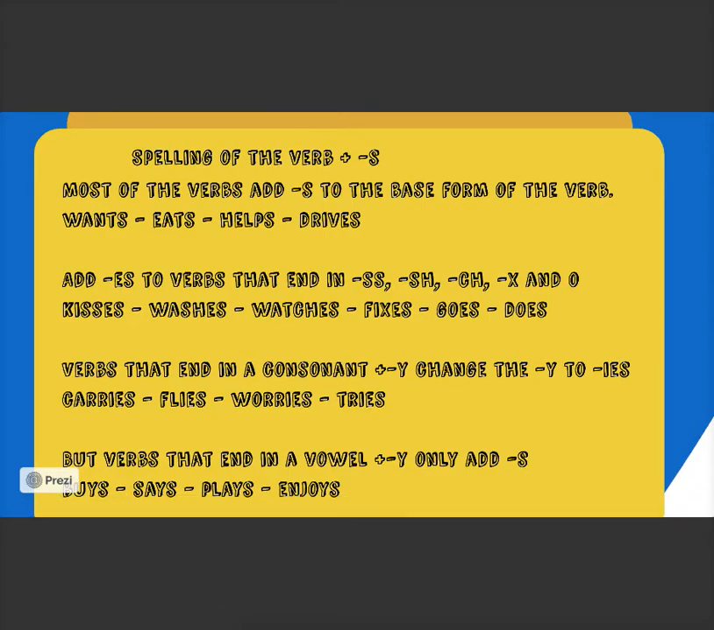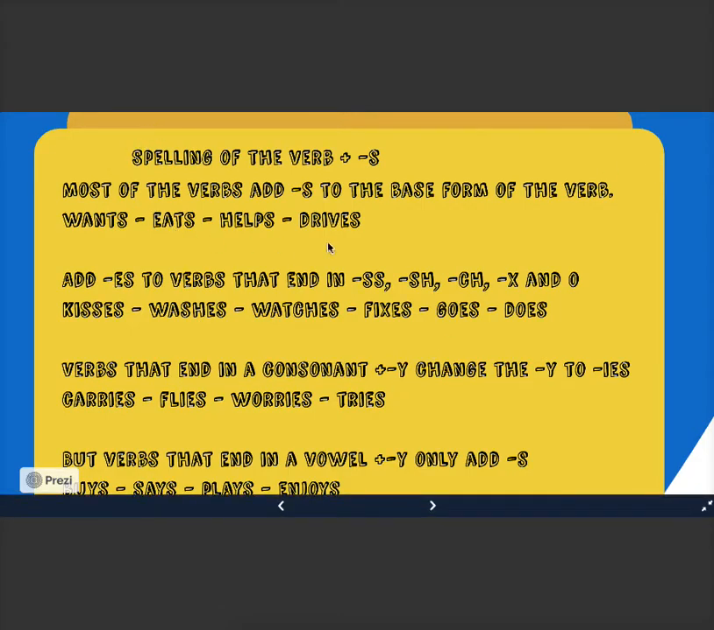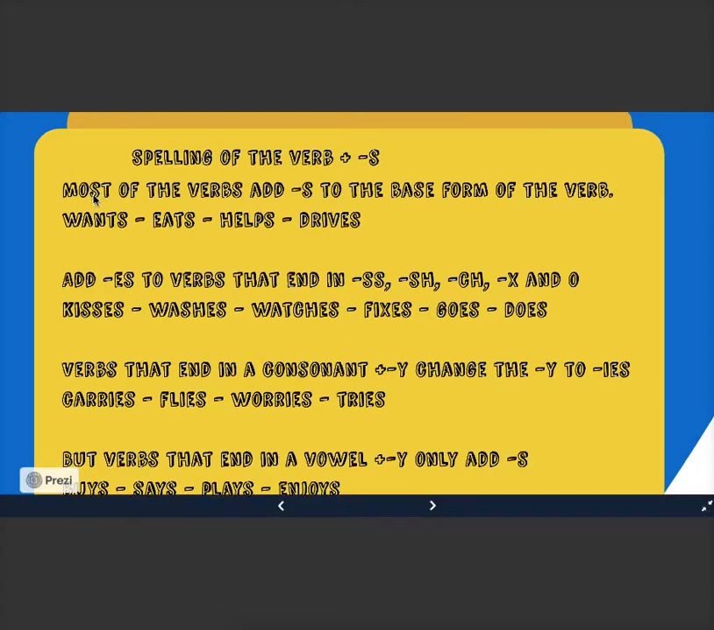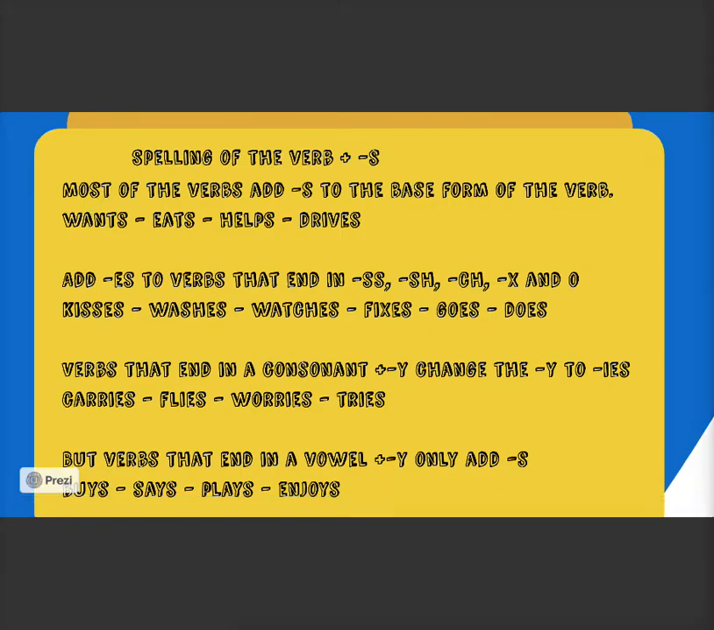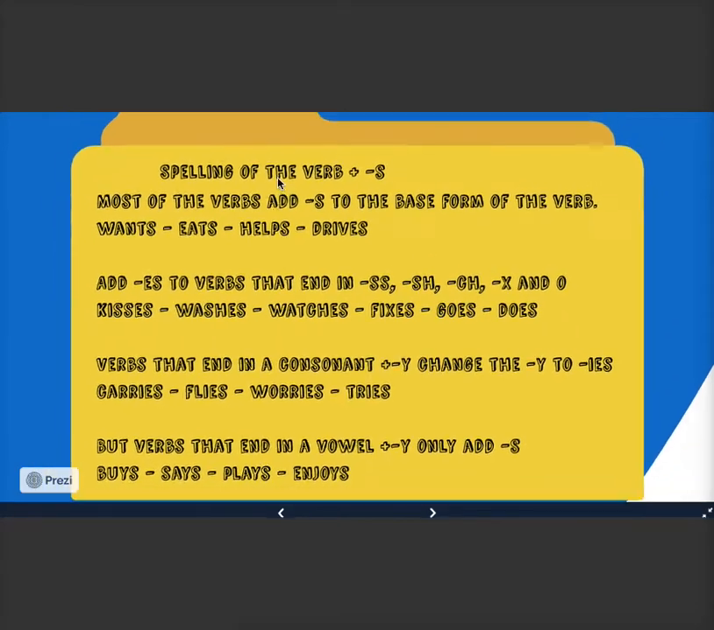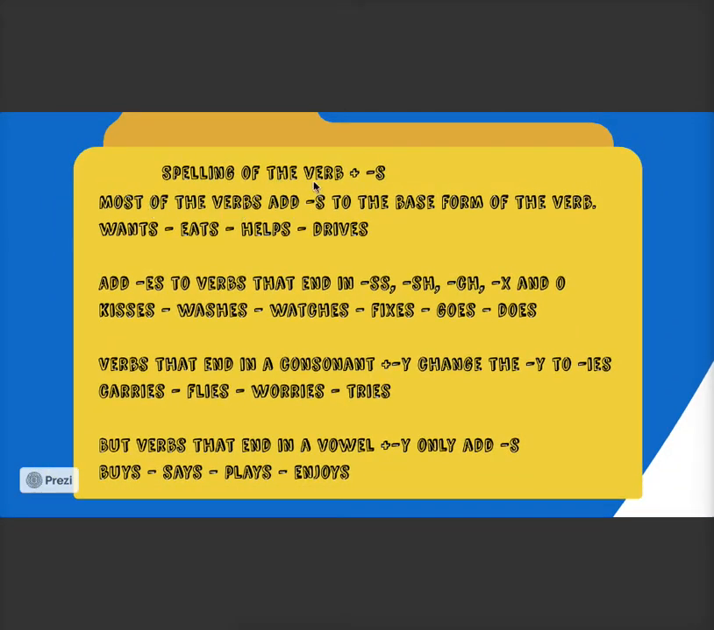So, Pachito, baby, can you please help me reading the first part? Spelling of the verb plus S. Most of the verbs add S to the base form of the verb. Wants, eats, helps, drives. Thank you. So, as we were talking, most of the verbs just put an S. Okay? Wants, eats, helps, drives.